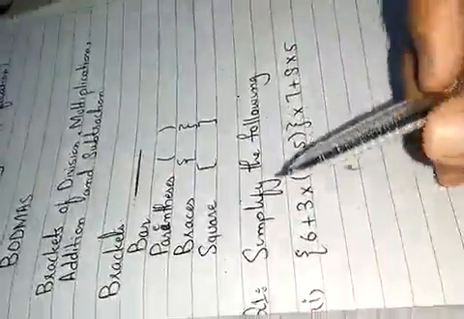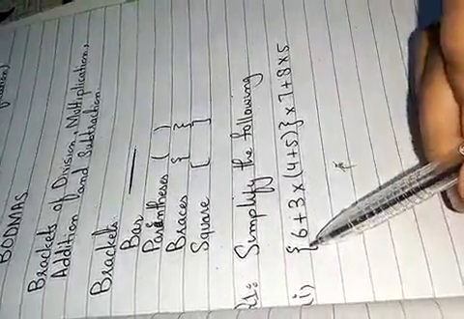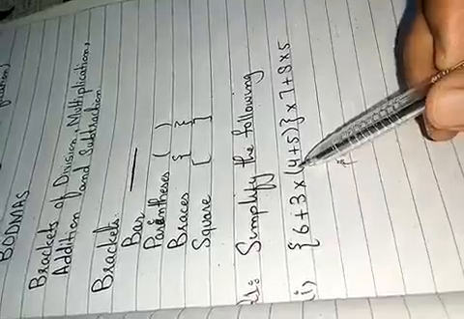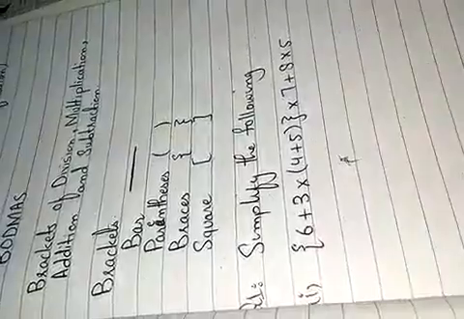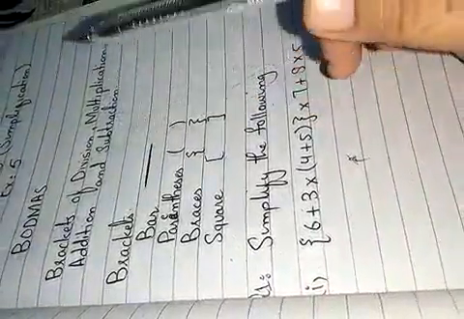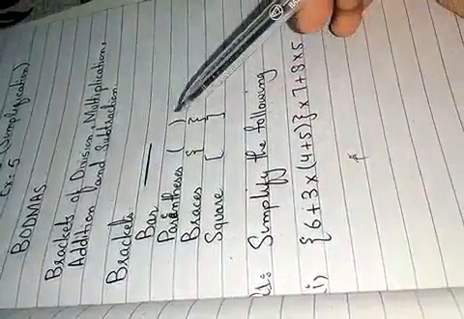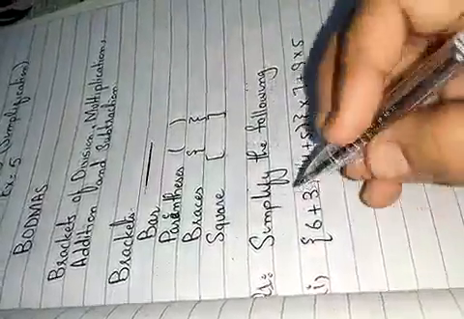Question number 1 is simplify the following. We have braces 6 plus 3 multiply by parenthesis 4 plus 5 braces multiply by 7 plus 8 multiply by 5. According to the BODMAS rule, first we have to solve the bracket, and in the question the first bracket is parenthesis. So first we solve this bracket, which is parenthesis.